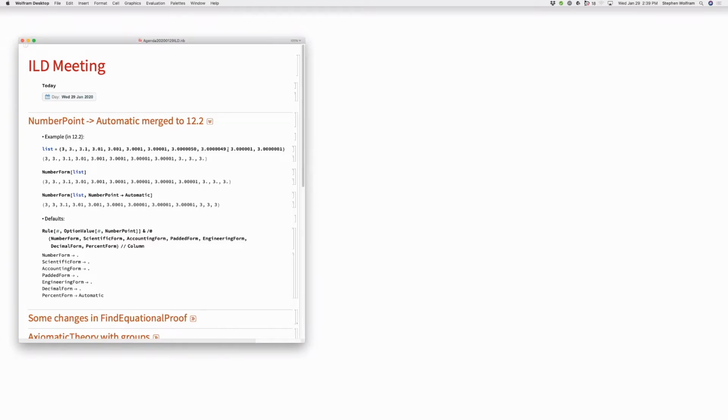Sorry, my screen froze on me and I had to get off for a moment. What was the question? We were discussing NumberPoint automatic in PercentForm. It was always doing this, right? Yes. Okay. Stephen, that was something you explicitly requested. Very good.